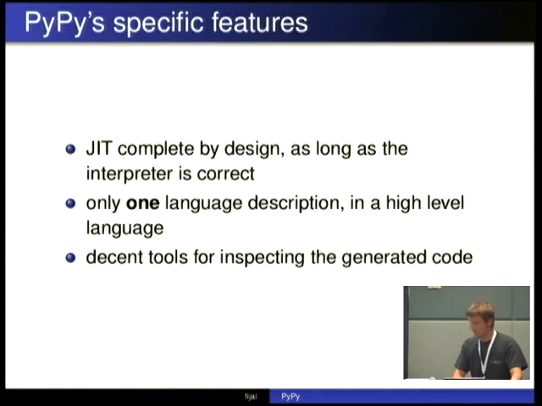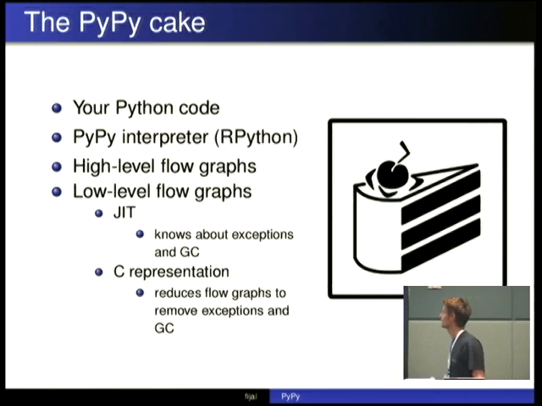So maybe I should show the PyPy cake. Cake has layers. PyPy also has layers, lots of them. The first layer is your Python code. This is completely separate to the interpreter. Then you have an interpreter, and you can just run your Python code on the interpreter. But the interpreter is written in RPython, which means that you can analyze it.